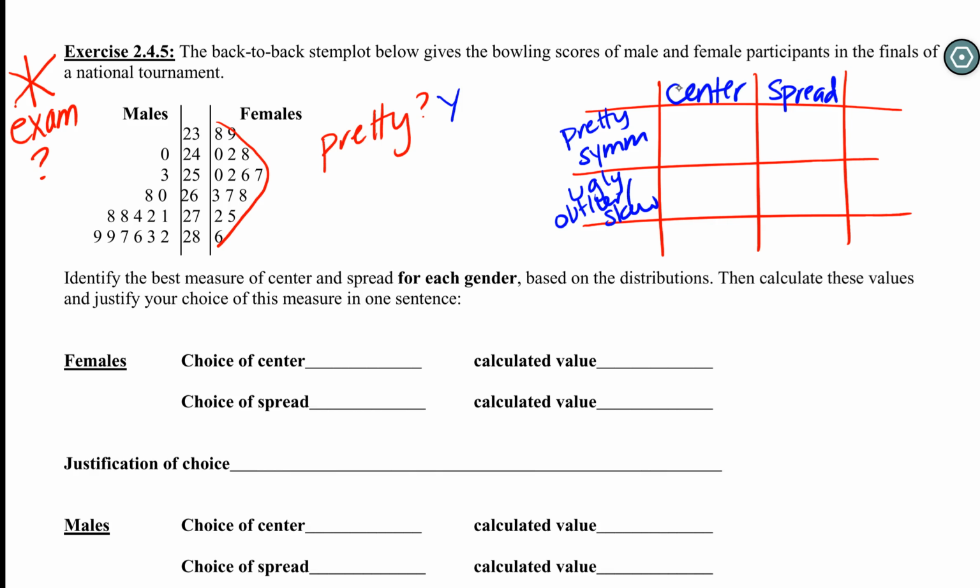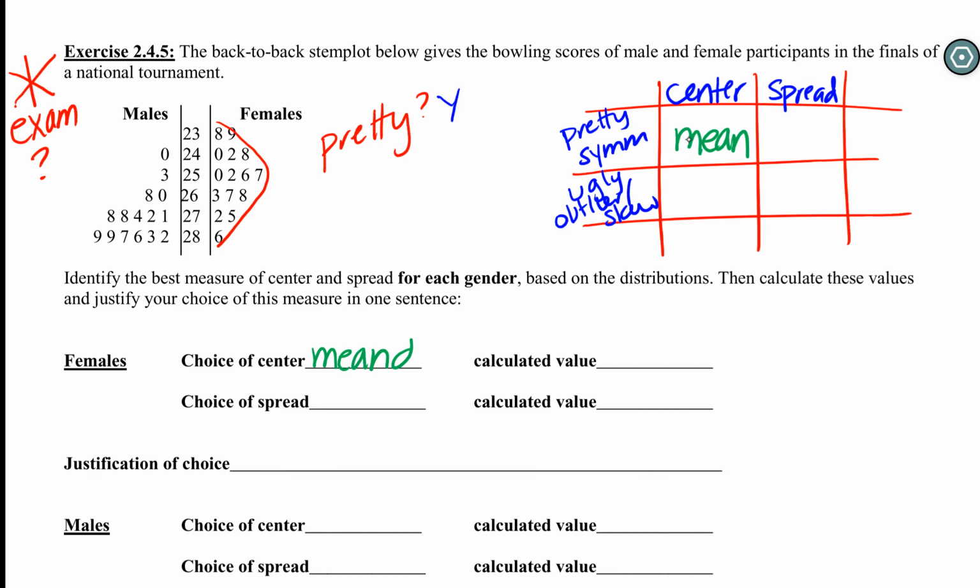We need to decide, and don't get hung up. I had students who are like, but there's one more. It's freaking close to symmetric. What measure of center goes along with the pretty data? Well, that's the time that we are allowed to bring in all of the data, right? We are going to average everything. We're going to look at a mean. So that's our choice of center.